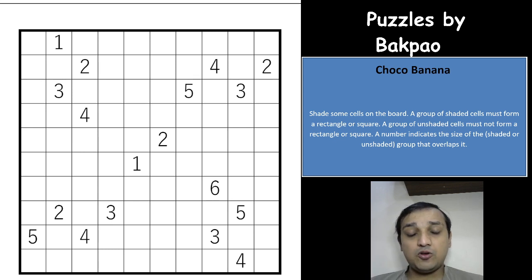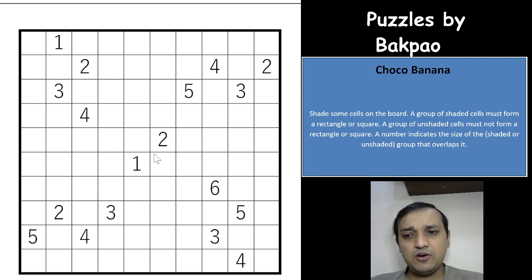Now coming back to the puzzle, let me brief you with the rules. You need to shade some cells on the board. A group of shaded cells will always form a rectangle or a square, and a group of unshaded cells will never form a rectangle or a square. The number indicates the size of the group it is in. So a number can be in an unshaded group or a shaded group, but it indicates the number of cells in that group.